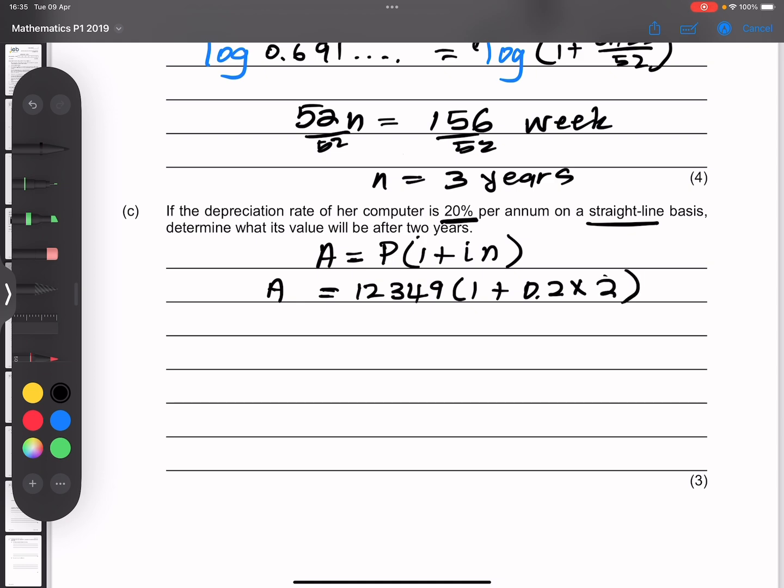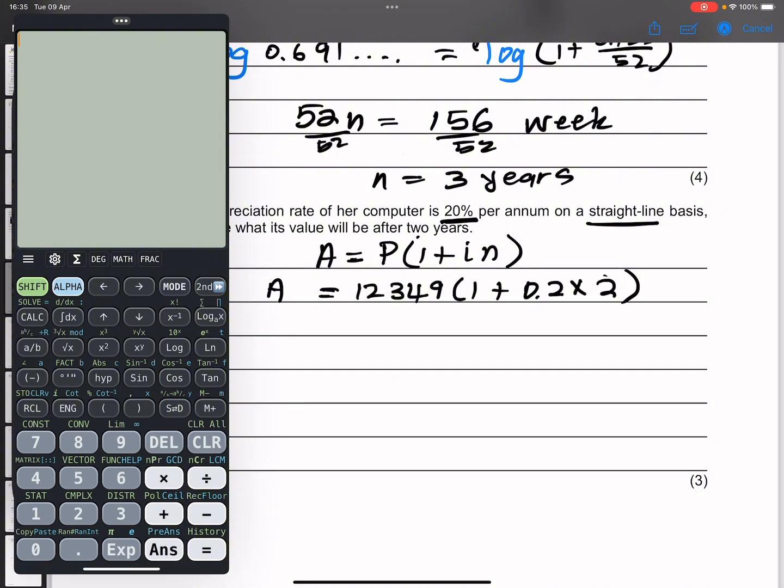Okay, so let's do that quickly. That's 12,349 into 1 plus 0.2 times 2. And we get, okay, what happened there? Sorry, that's supposed to be minus because that's depreciation. Okay, right. Sorry about those many errors.